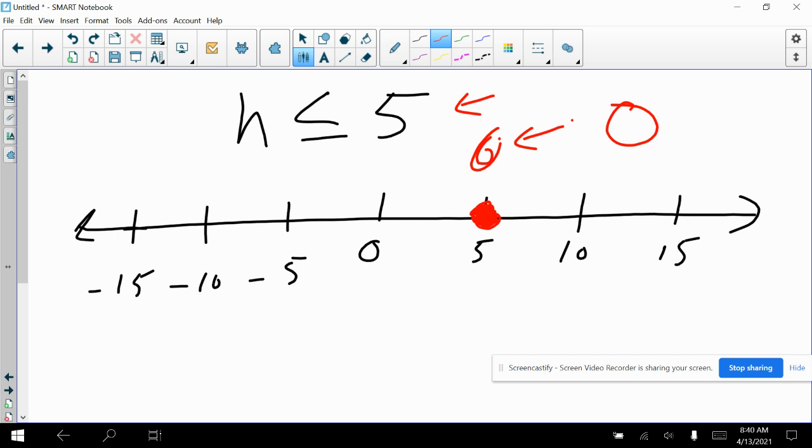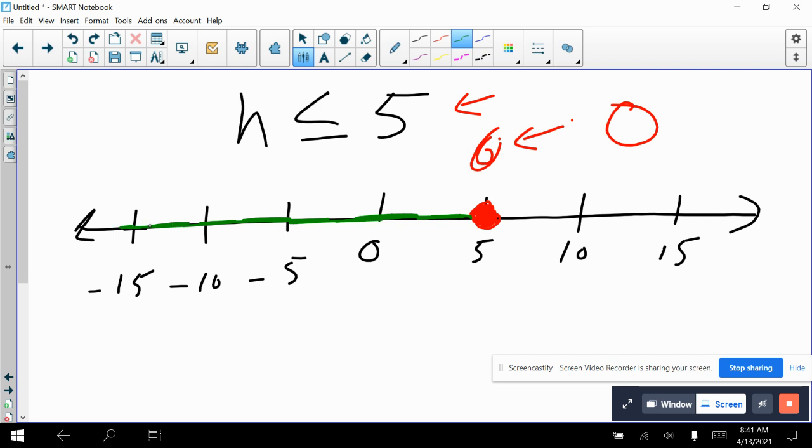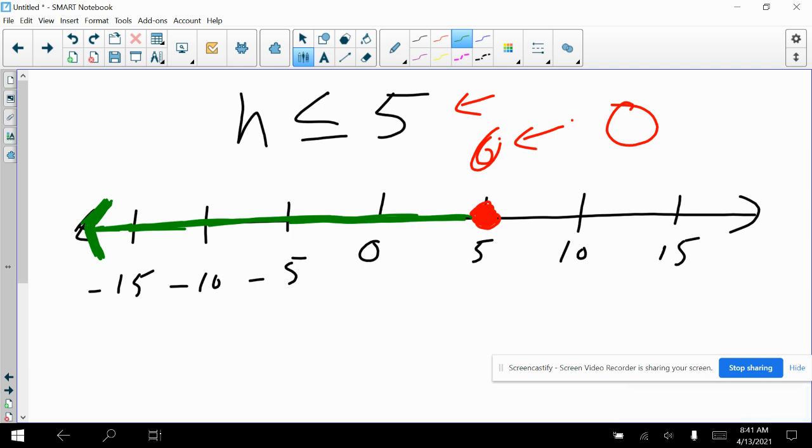Okay, so if h is less than or equal to 5, which means that the solution set includes 5, that's why we darkened it in. Am I going to the right or the left here? Which way am I thickening in the line, right or left? I heard left and I heard a couple rights. Again, don't forget to put the arrow at the end. Some of you are going to forget to do that. The solution set goes beyond the end of the number line here, so you have to thicken in that arrow. That is what your graphs would look like.